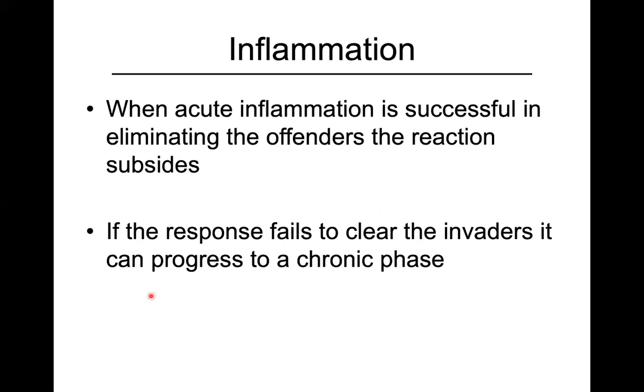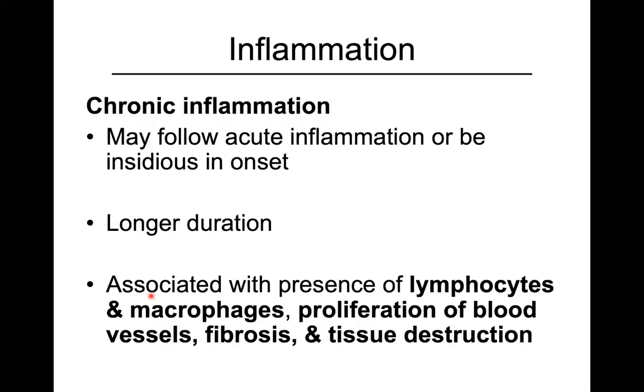So usually, if this acute inflammatory process is successful in eliminating the offender, then the reaction will subside. If it is not successful, then it can progress to a chronic inflammatory response. So chronic inflammation may either follow acute inflammation if the acute inflammation is not successful, or it can be insidious in onset. Remember, I mentioned that there are certain types of pathogens or antigens that would ultimately just induce a chronic inflammatory response. It doesn't start with an acute inflammatory response and then progress. So this would be longer duration.